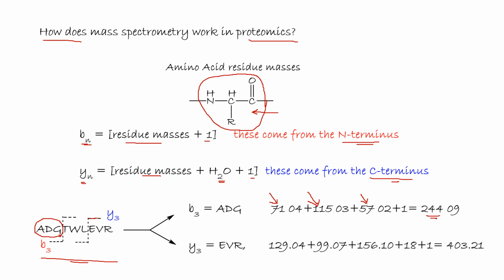The fragment coming out from the C terminal, EVR: E 129, V 99, R 156. Then we add 18 for HOH and 1. So for this fragment, if you have it, then you should see M over Z at 403.21.